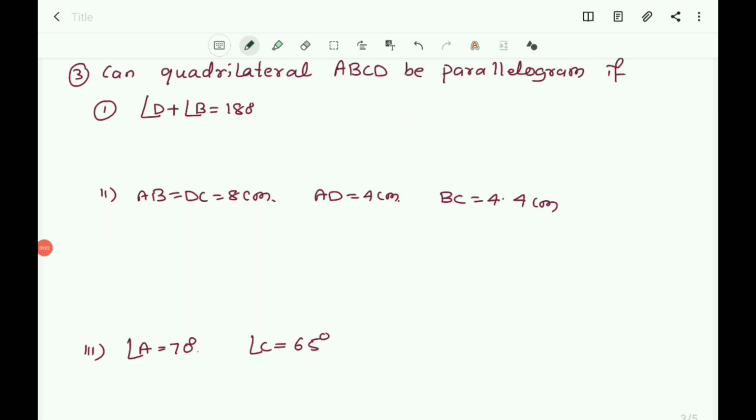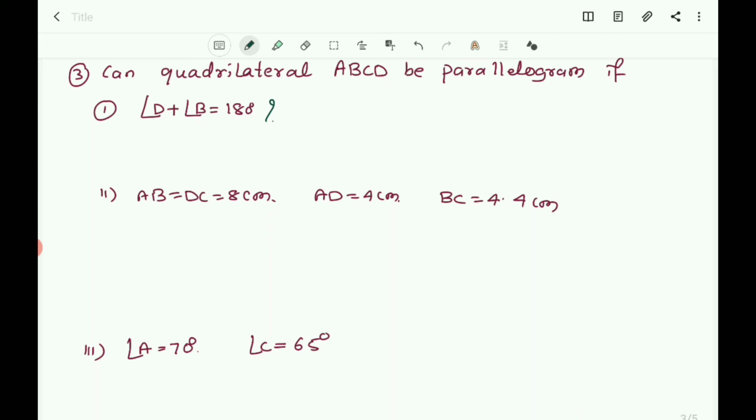Then the third question: can quadrilateral ABCD be a parallelogram if angle D plus angle B is equal to 180 degrees, AB is equal to DC is equal to 8 centimeters, AD is equal to 4 centimeters, BC is equal to 4.4 centimeters, angle A is equal to 70 degrees, angle C is equal to 60 degrees? In which case they are parallelograms, that you have to verify.